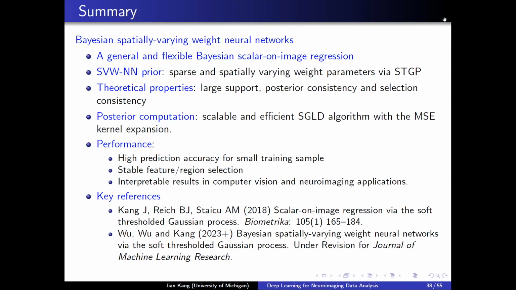The first paper was for this spatial analysis for scalar-on-image regression, where we used a linear model in Biometrics several years ago. Later we have this paper, currently under revision for the Journal of Machine Learning Research. And this is my second topic. Probably I don't have time to set it up, but any questions?